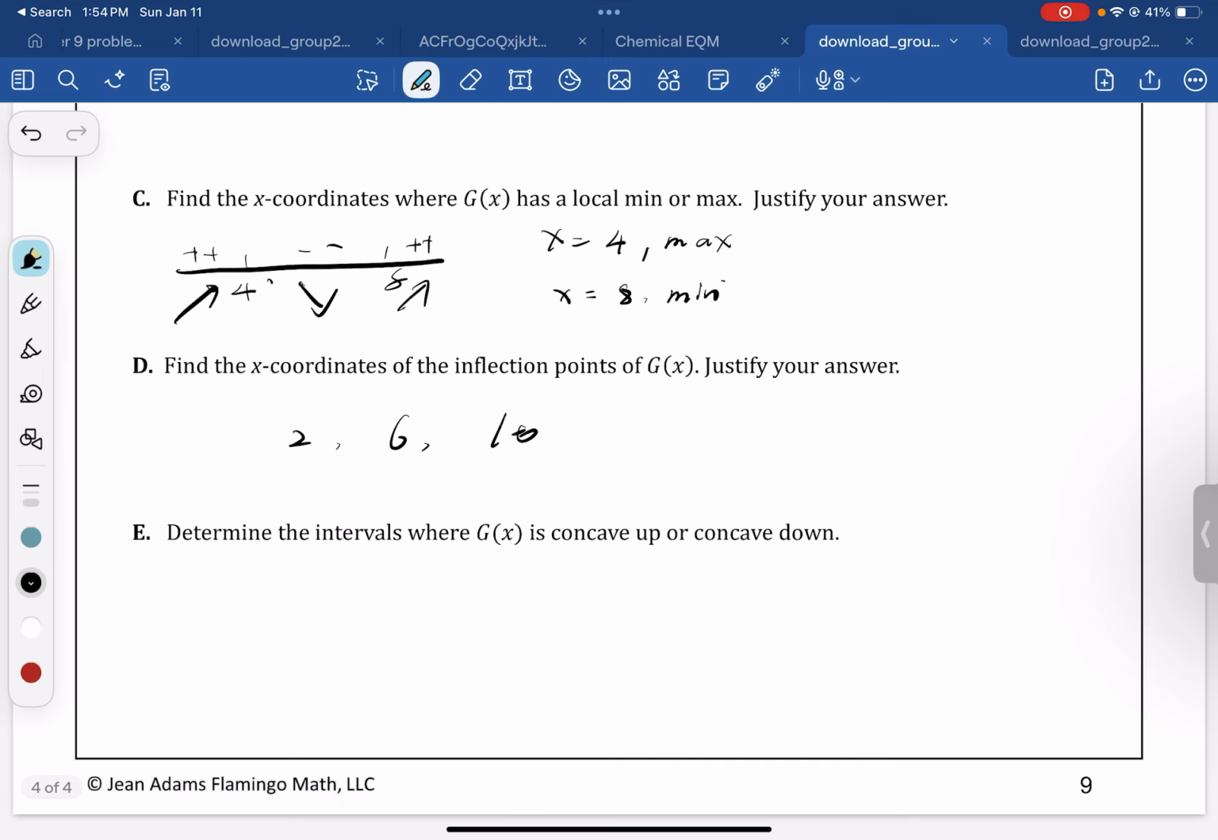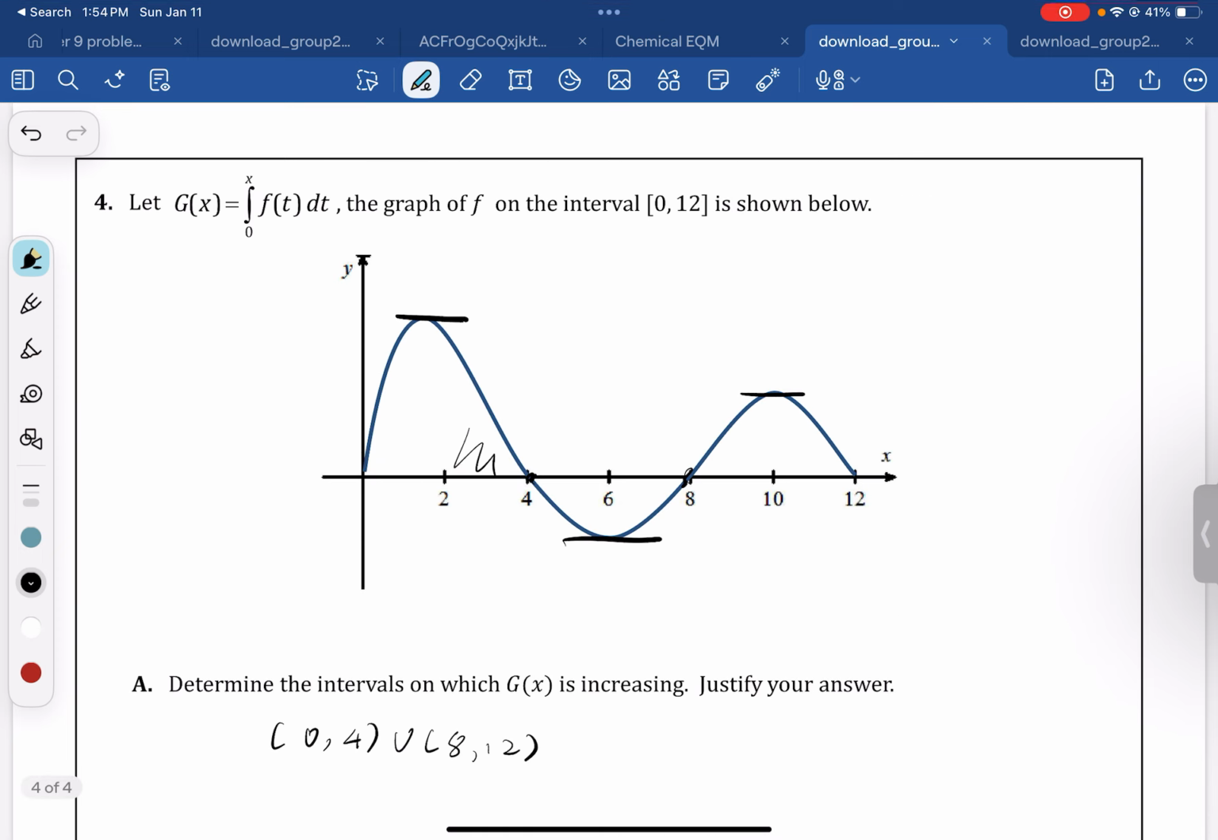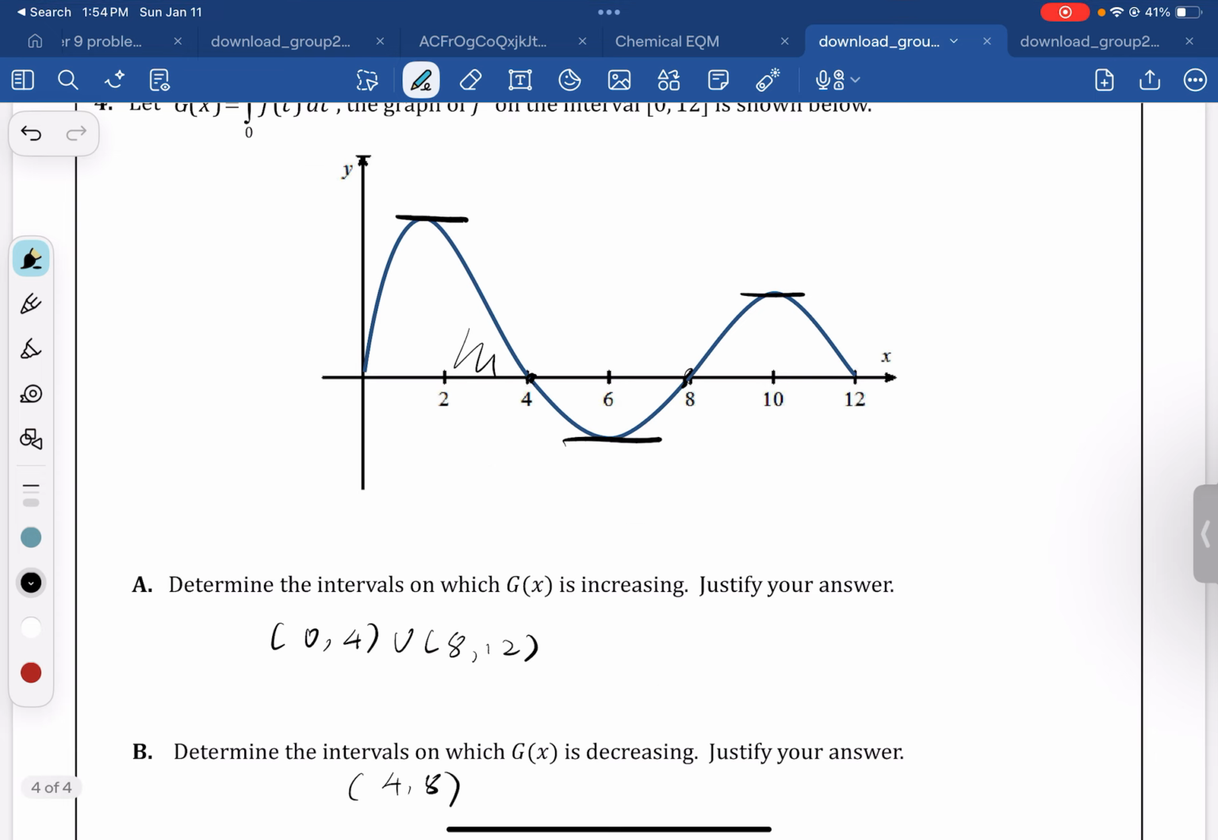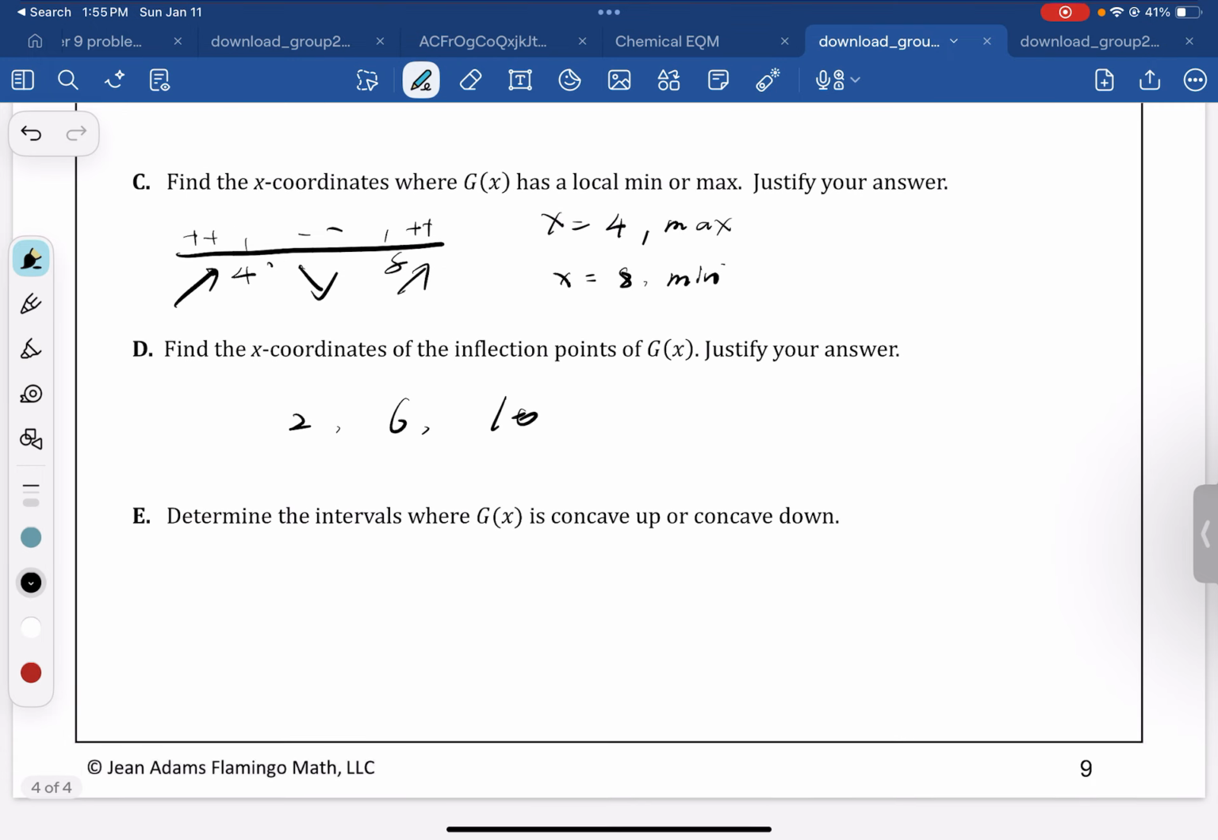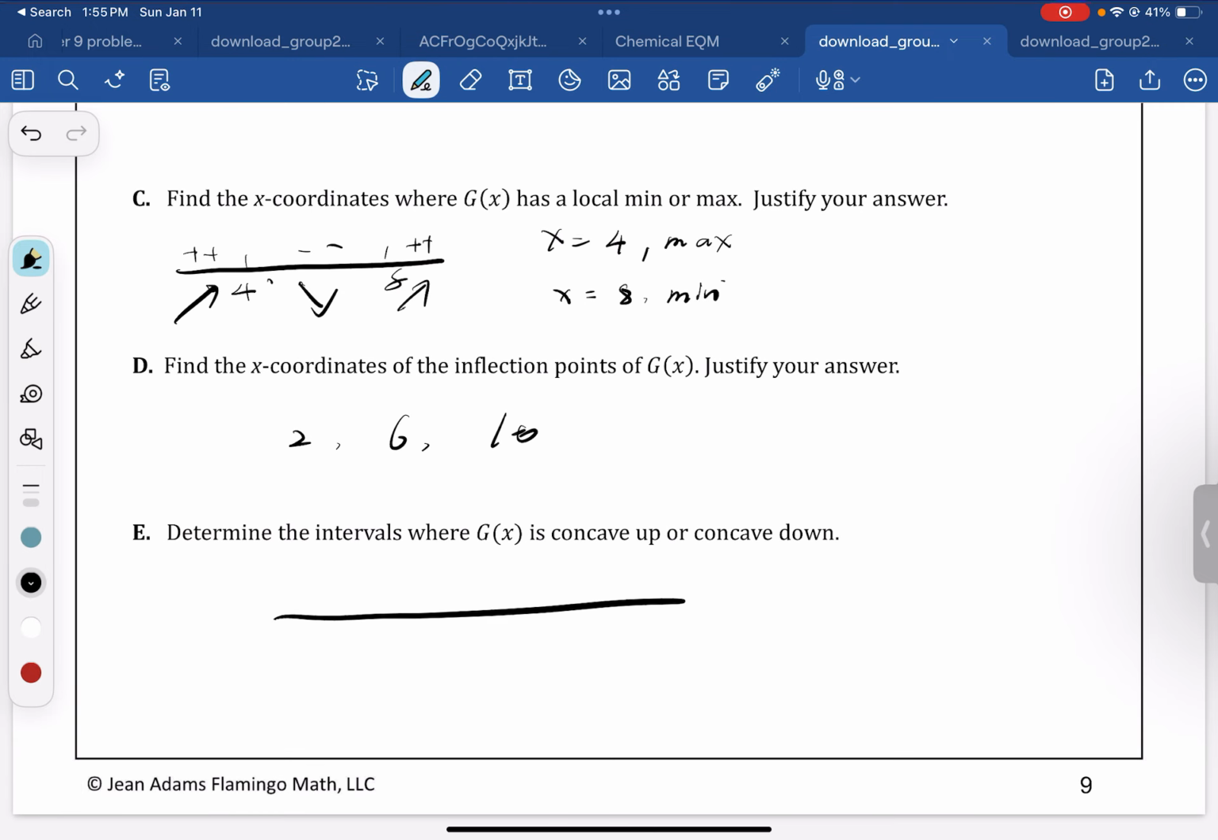Let's see, determine the intervals where g of x is concave up or concave down. So we're going to determine on which interval f prime of t, the derivative of g prime of x, is positive or negative. From 0 to 2, f is increasing because the slope is greater than 0. So we're going to make a sign chart here.